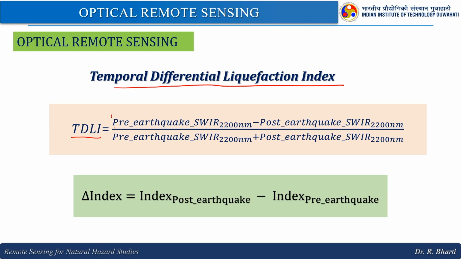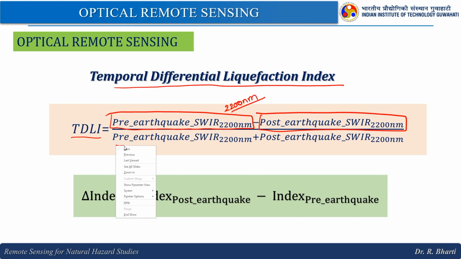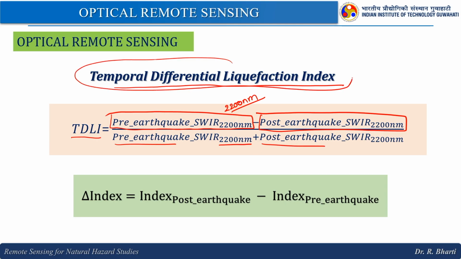So, here what we do is the pre-earthquake SWIR band is used, and then the post-earthquake SWIR band. Here you can see both places we are using the 2200 nanometer wavelength range, and then in the denominator we have 2200 nanometer pre and then again post. So, it will be the normalized one. This will provide you the temporal differential liquefaction index. This will try to provide you the information about the pre and post earthquake event, right.